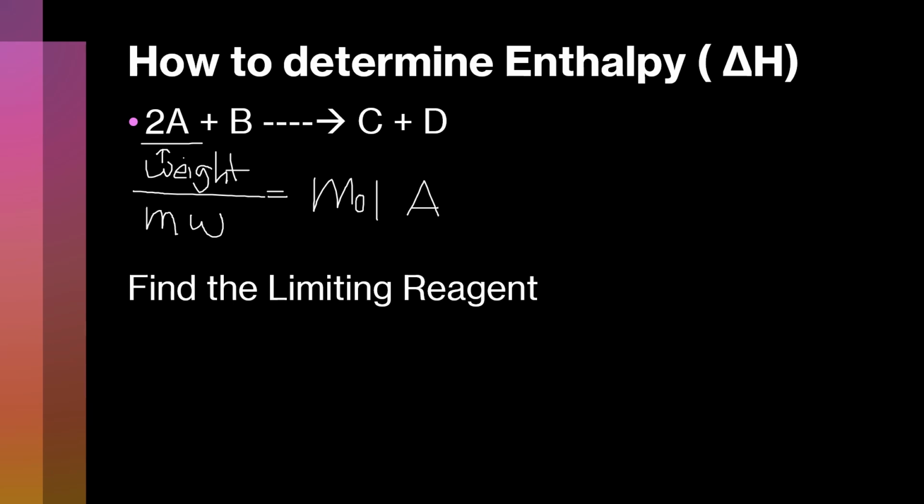Since you need 2 moles of A in this particular reaction, remember, if you wanted to determine the limiting reagent, you need to divide this by 2. Okay, and then you do the same for the other reactant, the weight of your reactant.